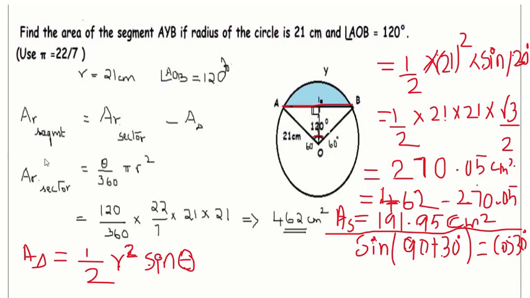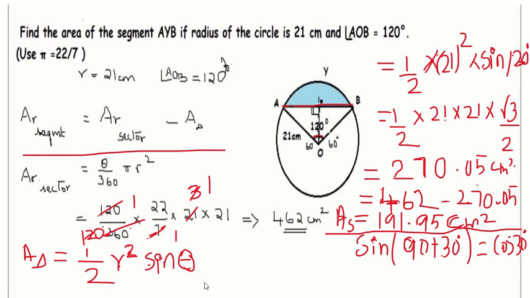So what is the area of a segment we learnt? Area of the sector minus area of the triangle. So let us see the area of the sector. Area of a sector is nothing but theta by 360 into pi r squared, right? What is theta here? 120 by 360 into 22 by 7 into 21 into 21. So what do you get now? 7 ones are 7, 7 threes are 21, and here 3 ones are 3, 3 into 120. This and this will get cancelled. So 22 into 21 will give you 462 centimeter squared.